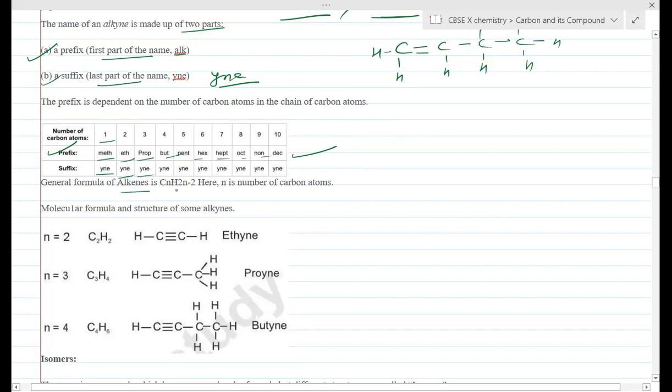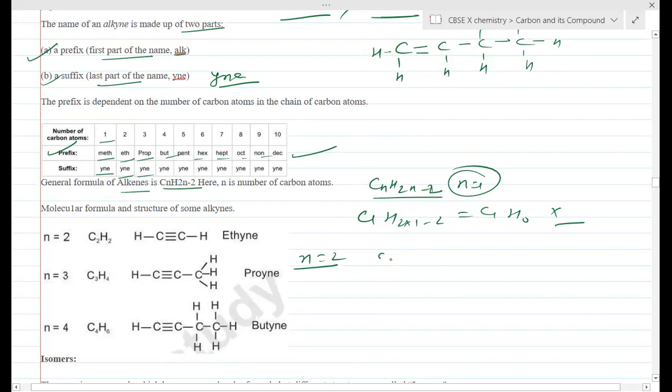The general formula of alkyne is what? CnH2n minus 2. What is the general formula? CnH2n minus 2. So if you put n is equal to 1, you will get C1 H2 into 1 minus 2. That is what? C1 H0. So the first member of alkyne does not exist. So you just start from the second member.